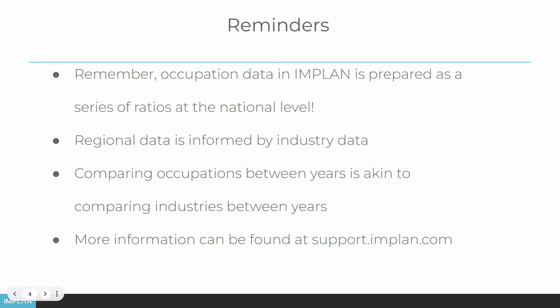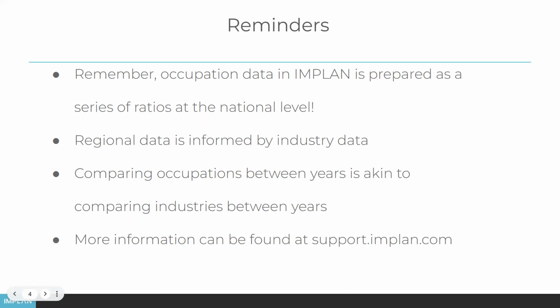As a reminder, occupation data in IMPLAN is prepared as a series of ratios at the national level. These ratios are then applied to IMPLAN's industry data in each geography that IMPLAN data covers, meaning that the occupation data can be used down to the zip code level. Each industry has only one set of national ratios, meaning that the differences in regional data are informed only by industry data. There are no distinct occupational ratios for states, counties, or zip codes.